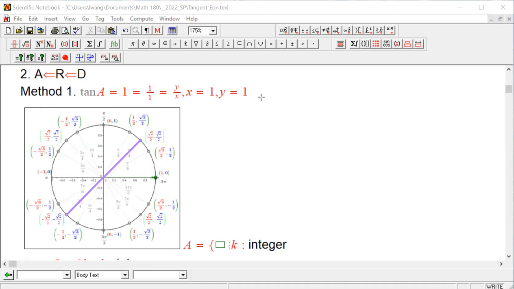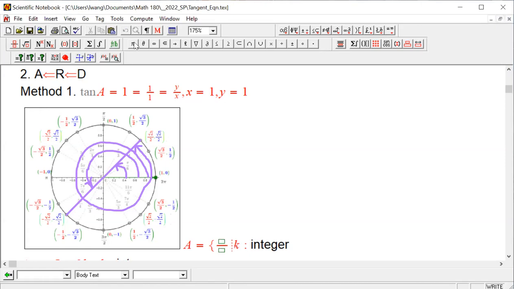So what will be our solution? Pi over 4 is one solution, right? And pi over 4 plus pi, we get another solution, which is 5 pi over 4. So we keep going, and we get lots of solutions, right? So the solution would be what? The solution actually is going to be pi over 4 plus k pi. That's it.